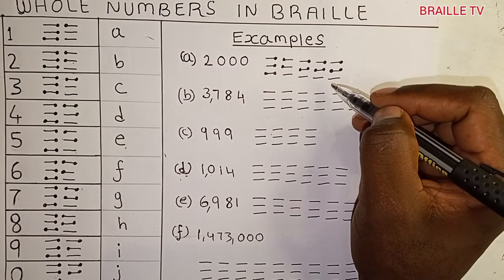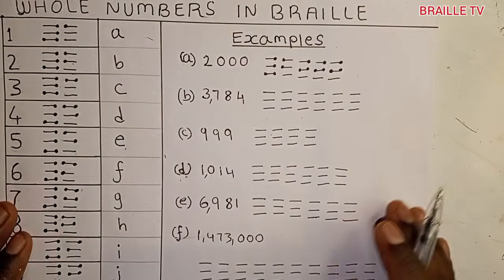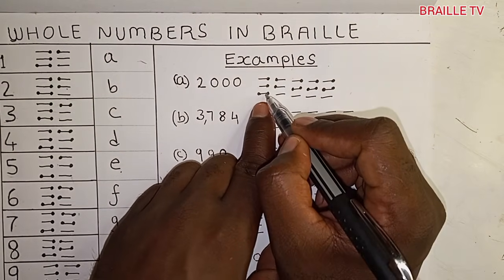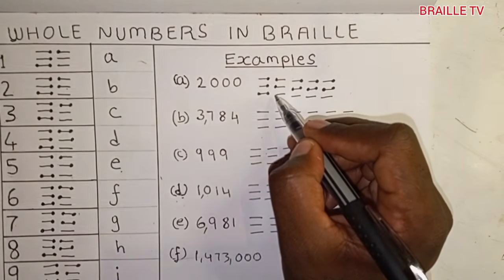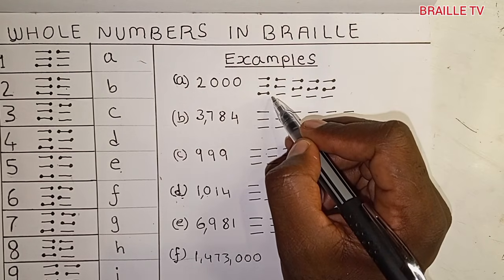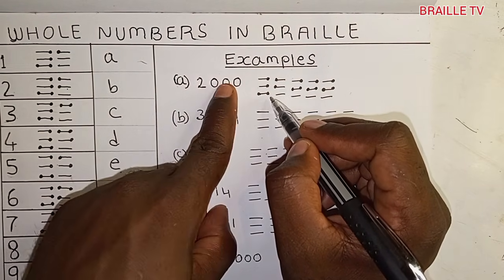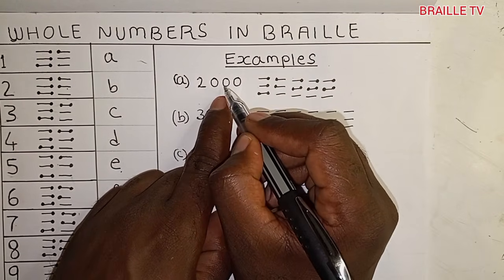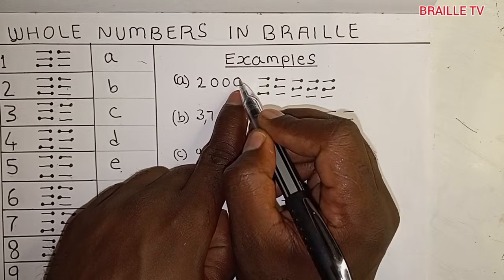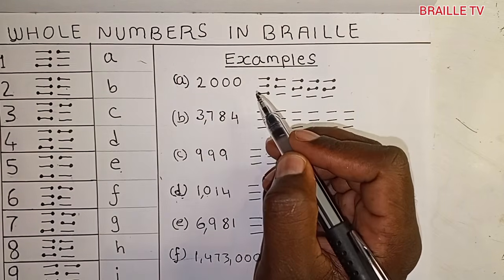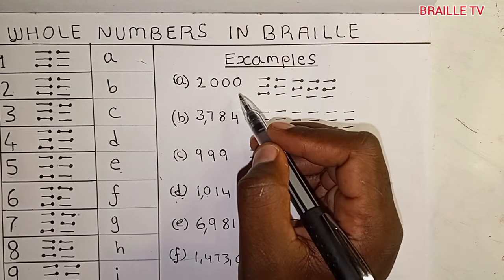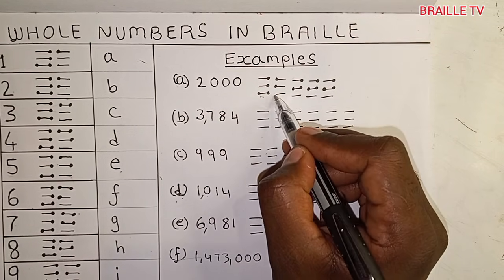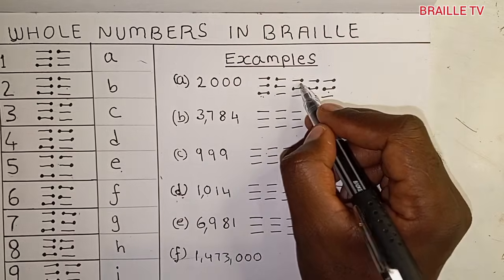Sasa naomba unisikilize mwalimu. Mwalimu, naomba unisikilize vizuri zaidi. Unaona mimi nimeandika numeral sign moja. Listen to me. Do not make a mistake. This is 2000. You write a numeral sign 2, numeral sign 0, numeral sign 0, numeral sign 0. Atuweke kila namba na numeral sign yake. No, never. That is wrong. This numeral sign affects all these letters. Remember, this is B, J, J, J.